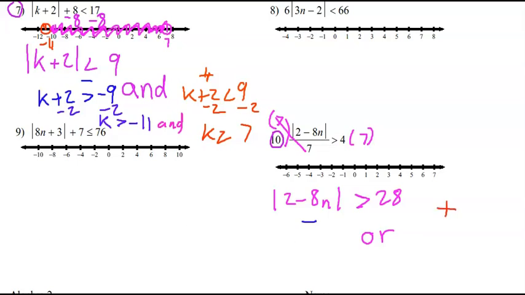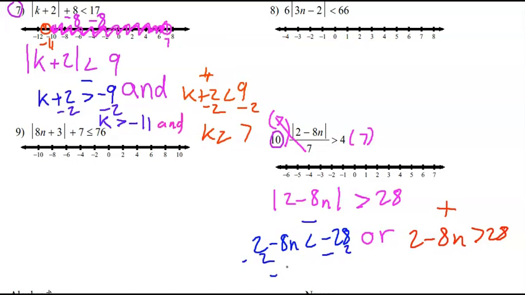So for our negative piece, we have 2 minus 8n is less than negative 28. Or for a positive piece, we have 2 minus 8n is greater than 28. Solve for n for each piece. So subtract 2. We have negative 8n is less than negative 30. Divide by negative 8 each side.